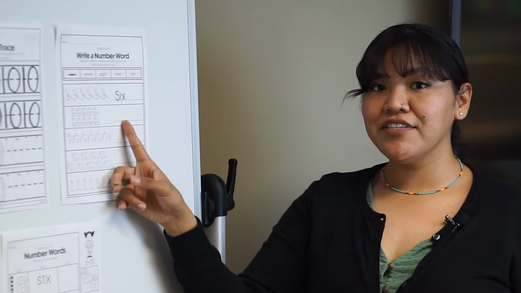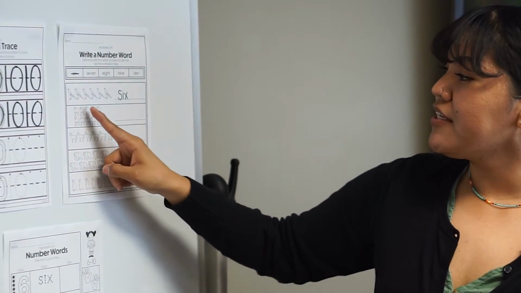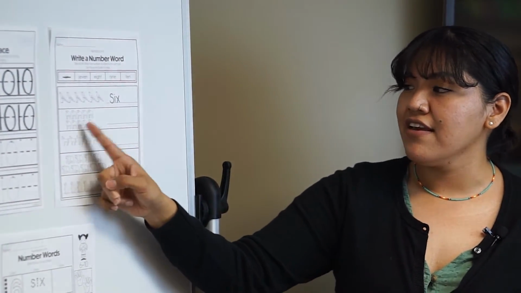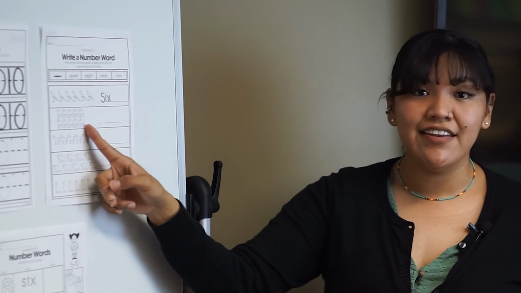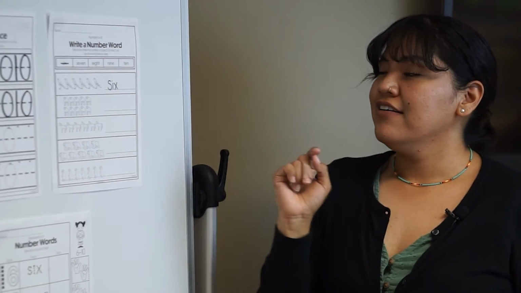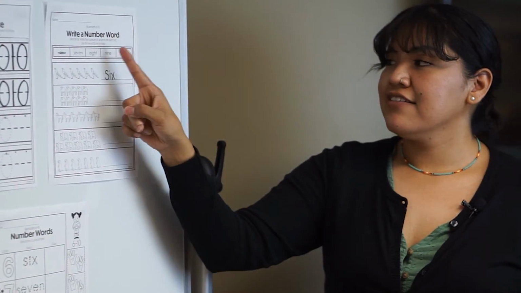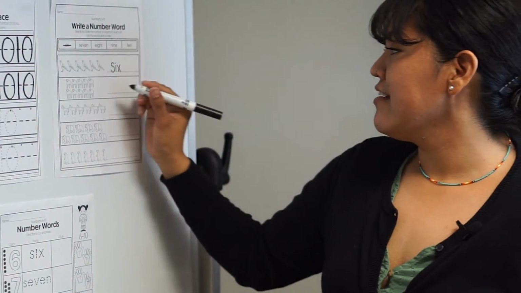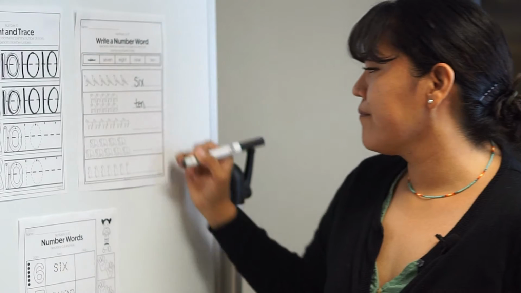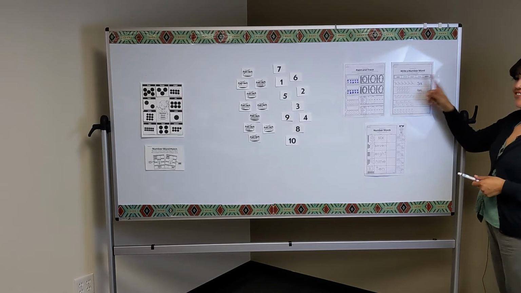All right, let's go to the sheep. Let's count the sheep. We have 1, 2, 3, 4, 5, 6, 7, 8, 9, 10. There are 10 sheep. Let's go to our word bank. We have 7, 8, 9, and we have 10. So we're going to write 10 on this line. All right, so we cross off 10.